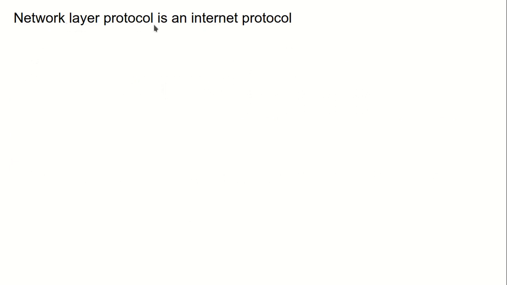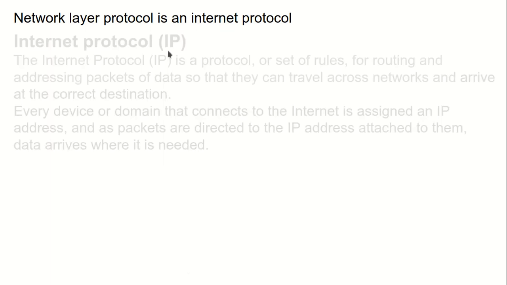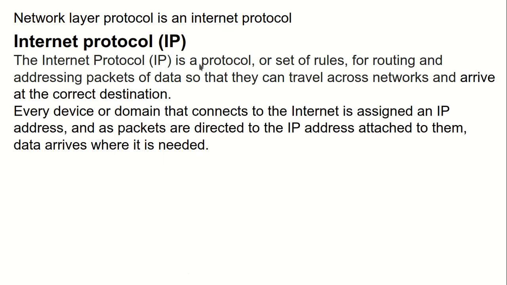So the network layer protocol is the Internet Protocol. What is the Internet Protocol? It is a protocol, or set of rules, for routing and addressing packets of data so that they can travel across networks and arrive at the correct destination. It provides a pathway, and it identifies the device so that the data can be transferred to the destination.